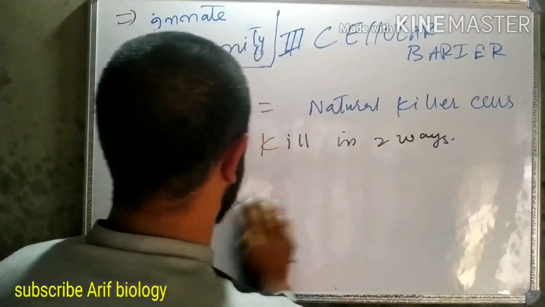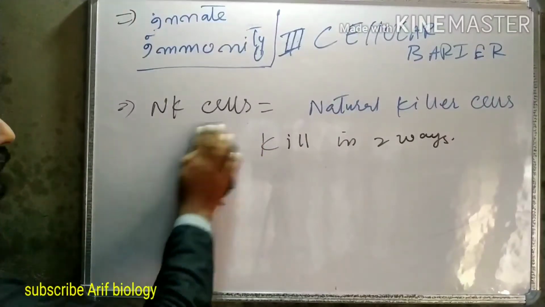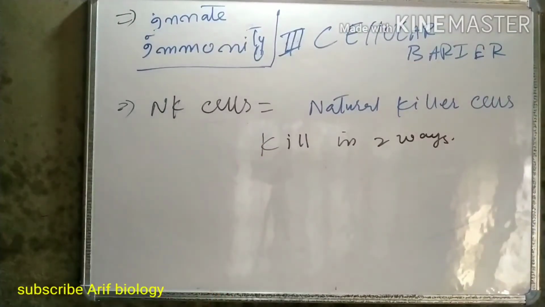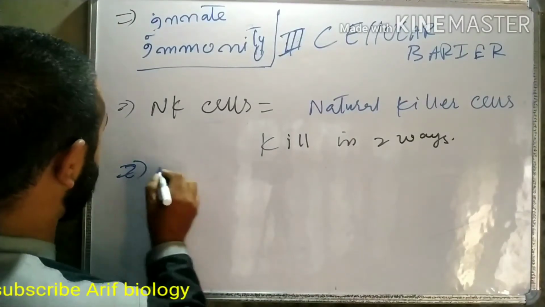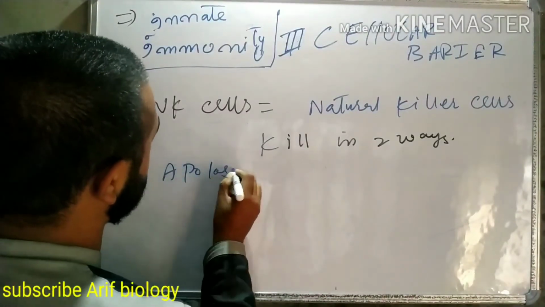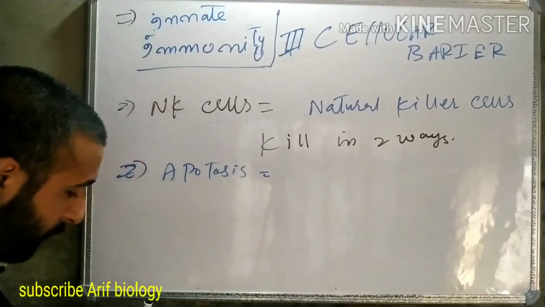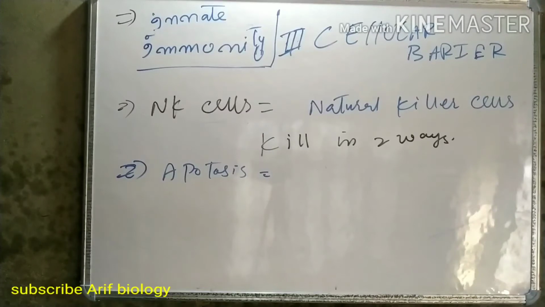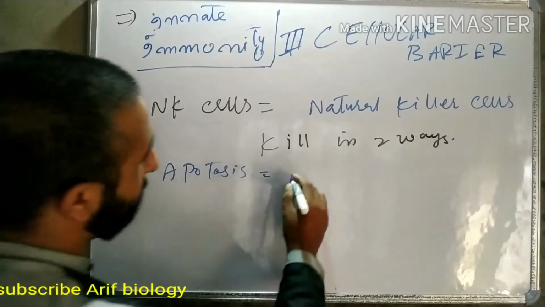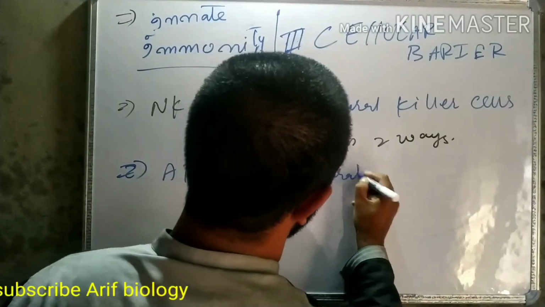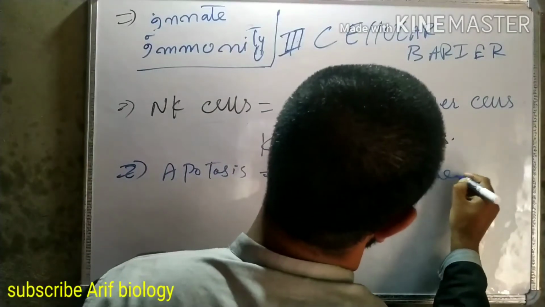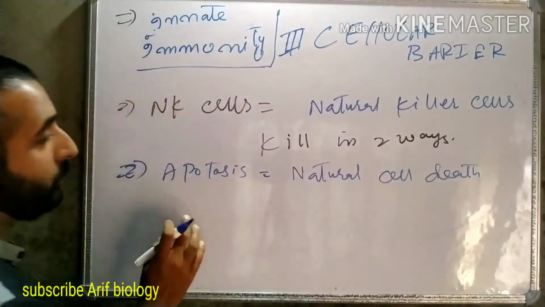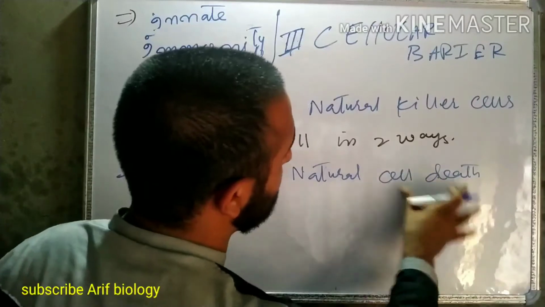In the second way, as I already told, these NK natural killer cells kill in two ways. The first is that it produces proteins called porphyrin. The second type is apoptosis. What is apoptosis? Apoptosis is natural cell death.